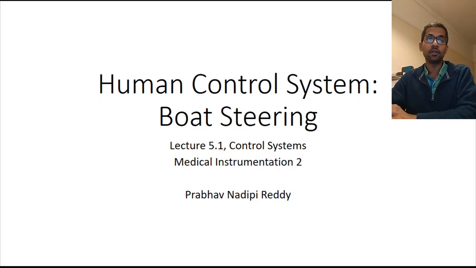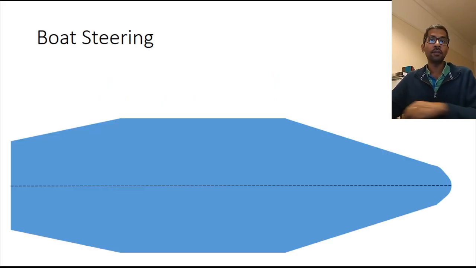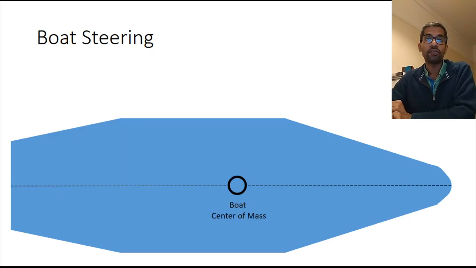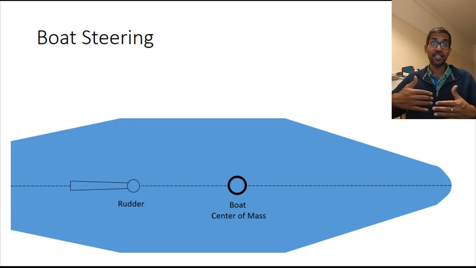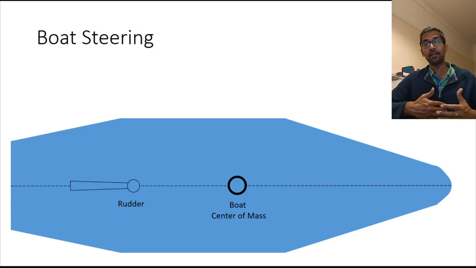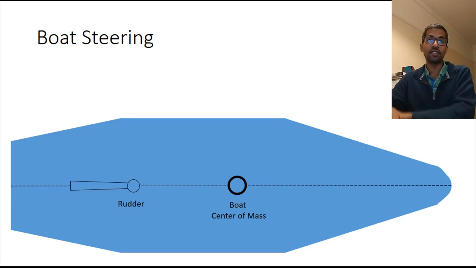So that's why I've called this video the heading is human control system. So how does a human control a boat steering? Imagine there is a boat, and the center of mass of the boat is shown on the screen. This boat has a rudder, and it is the rudder that is used to steer the boat in different directions.